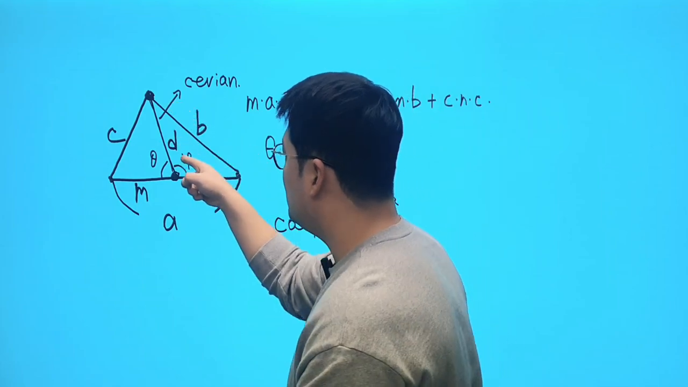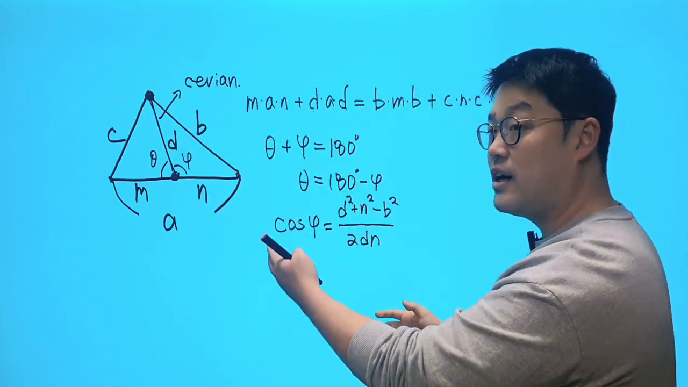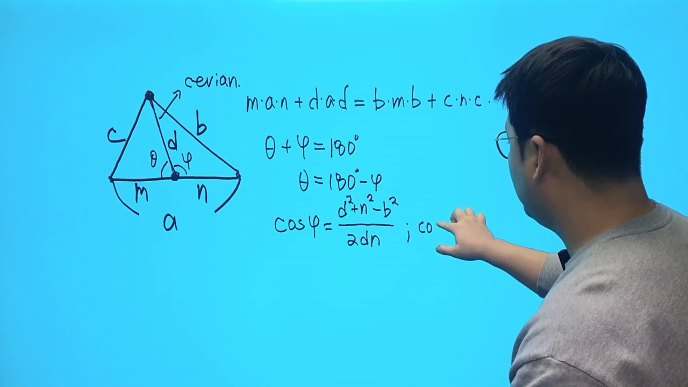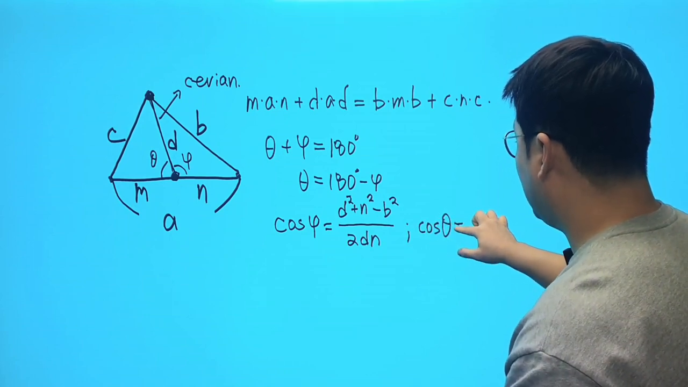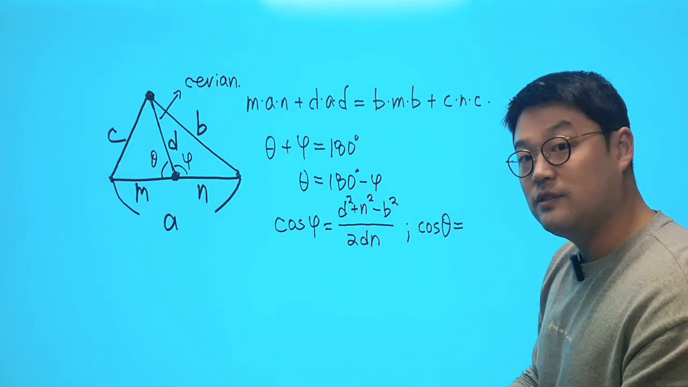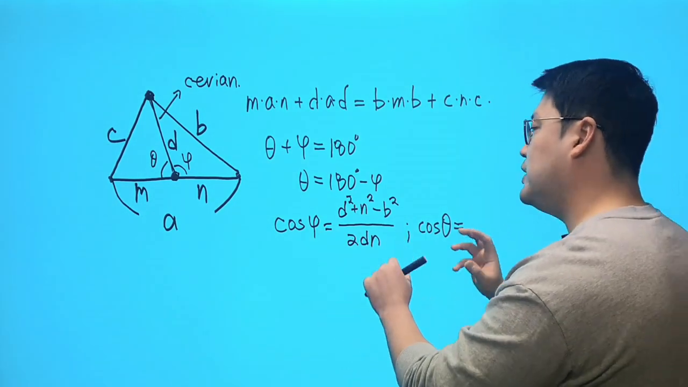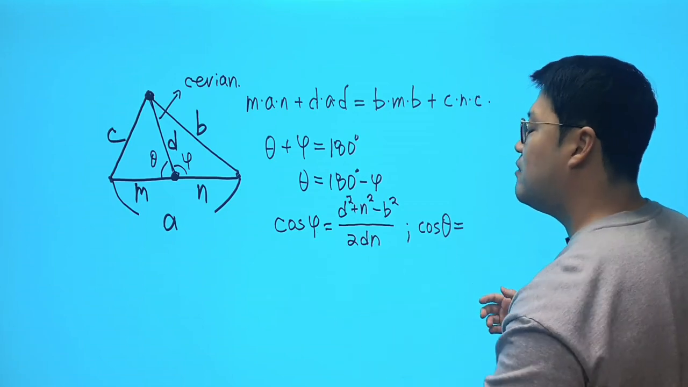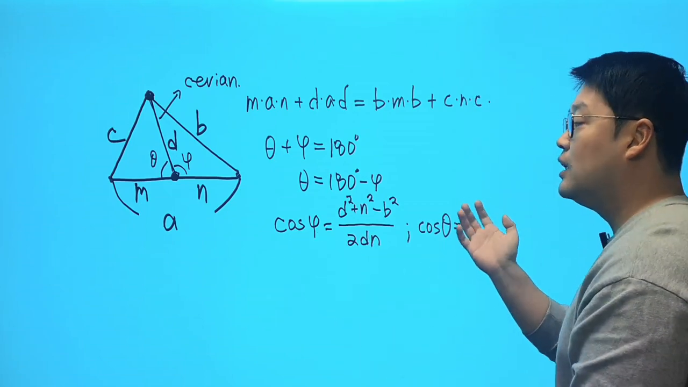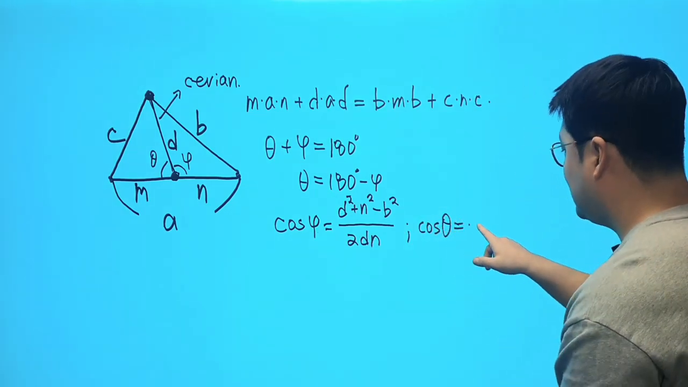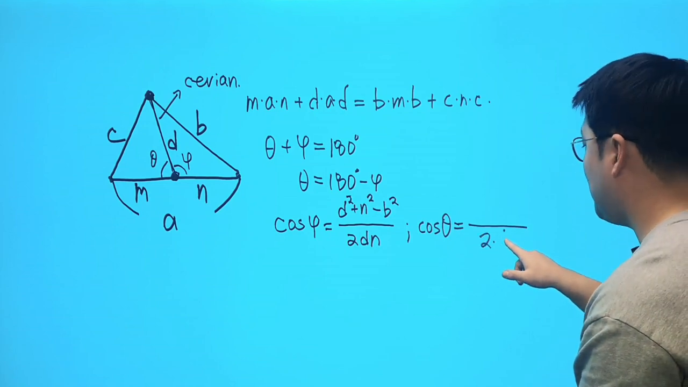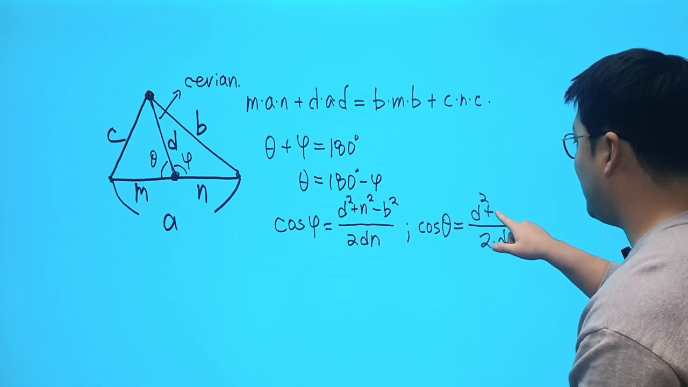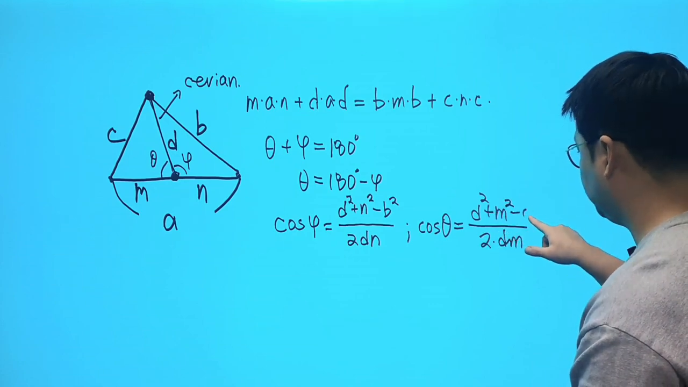At the same time, we can use the law of cosines for the other triangle, and that other triangle is going to give us cosine theta. Well, you can check that cosine theta is going to be cosine of 180 minus phi. Forget about how we're going to switch those for now. First, we know that cosine theta is going to be d squared plus m squared minus c squared over 2dm.